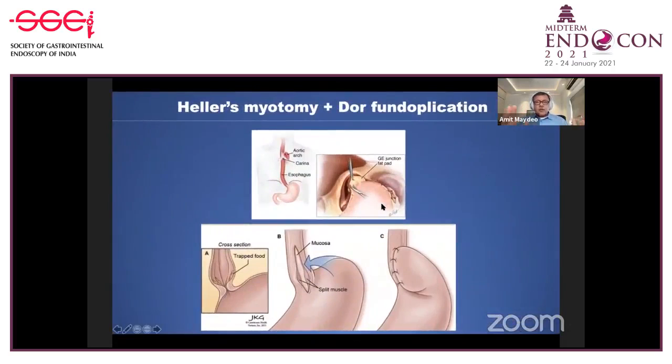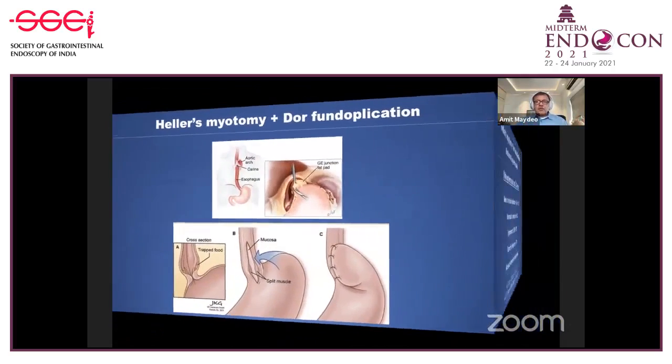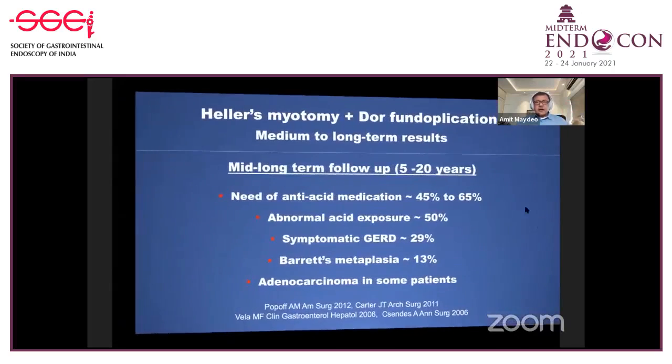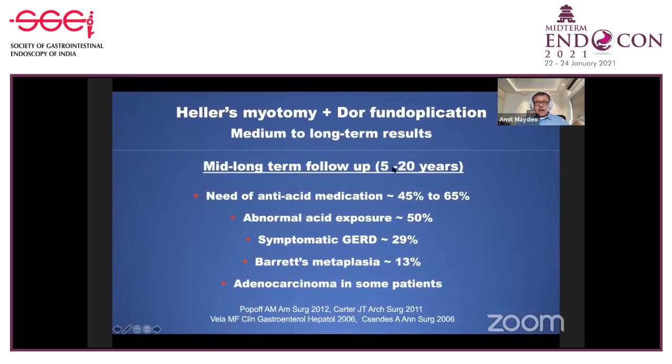So therefore, what I want to tell you is, this is what the results of Dor fundoplication is. If you see here, this is how a normal Dor fundoplication is created. And if you were to study the patients after a Heller's myotomy and Dor fundoplication in the long term, you can see this 5 to 20 years follow-up in a patient of LHM with Dor fundoplication. Look at this result. This is a surgically created fundoplication with sutures. In spite of this, when you follow these patients for a long term, almost 50 to 65% of them start requiring anti-acid medications. Abnormal acid exposure is seen in 50%, symptomatic GERD in 29%, Barrett's metaplasia in 13%, and in some patients even adenocarcinoma. So what I'm trying to tell you is, a surgically created fundoplication also opens up.